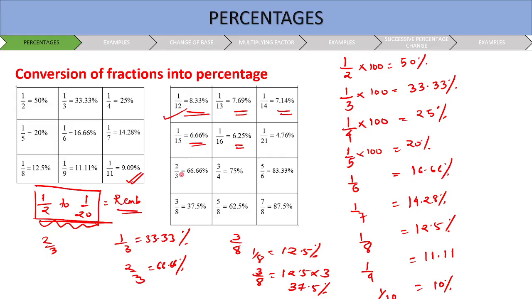And with that also, you can see that in this table you have provided 2 by 3 is 66.66, 3 by 4 is 75, which is 1 by 4 into 3. 1 by 4 is 25, 25 into 3 is 75. 1 by 6 is 16.66, which multiplied by 5 will give you 5 by 6, which is 83.33. 1 by 8 is 12.5, multiplied by 3 will give you 37.5. 1 by 8 is 12.5, and you multiply by 5, you will get 62.5. Similarly, you can calculate for 7 by 8. I hope this is clear.